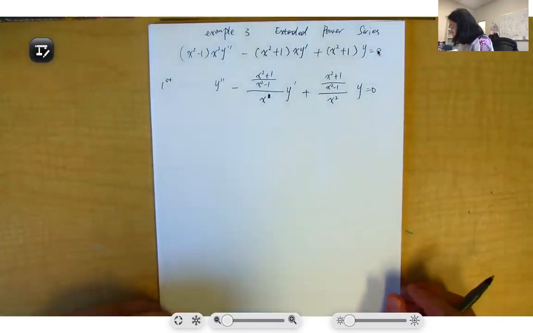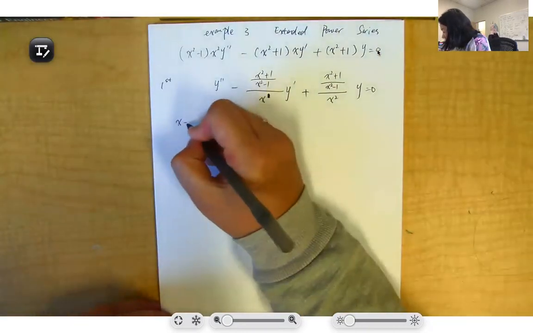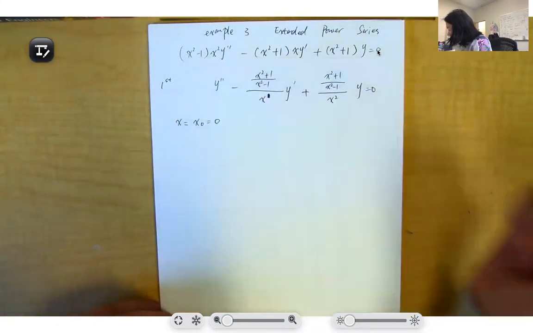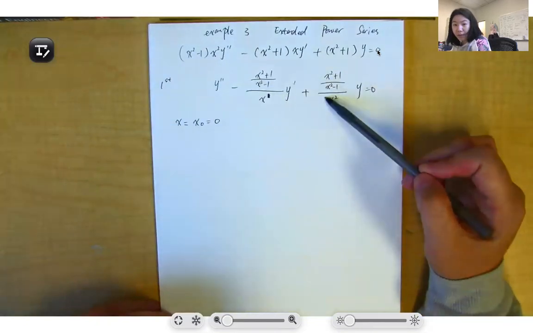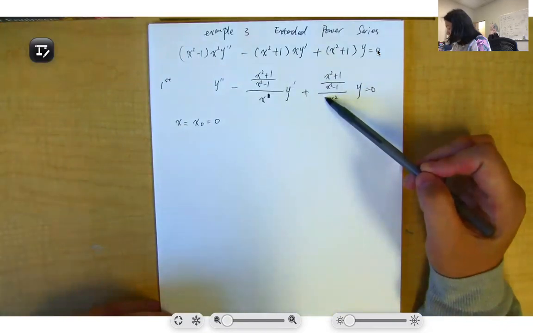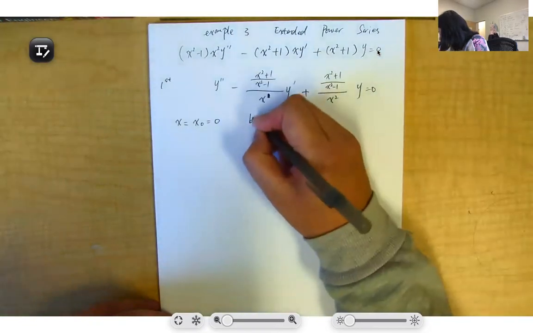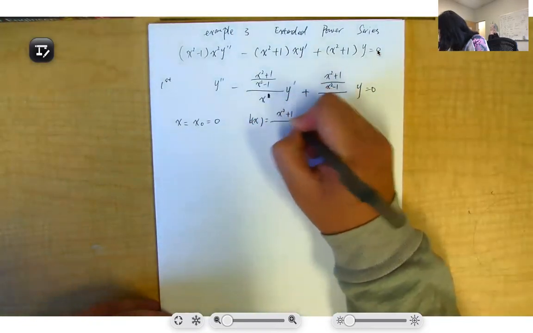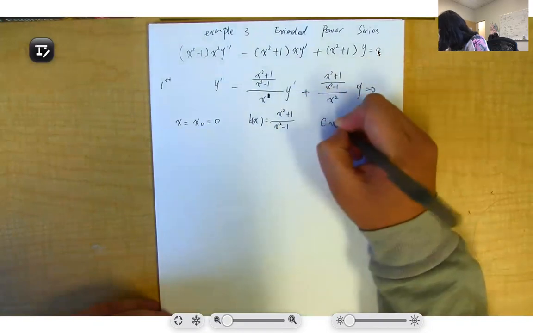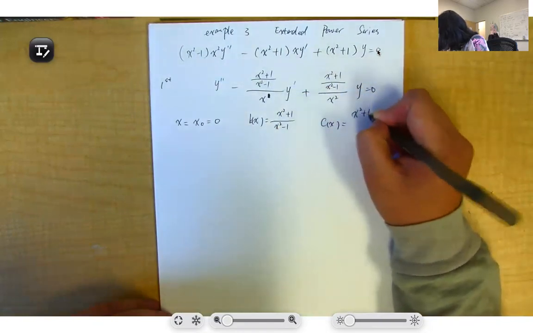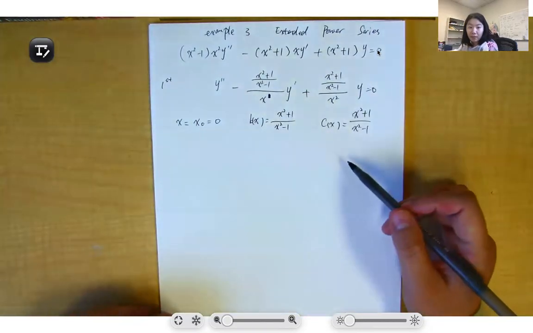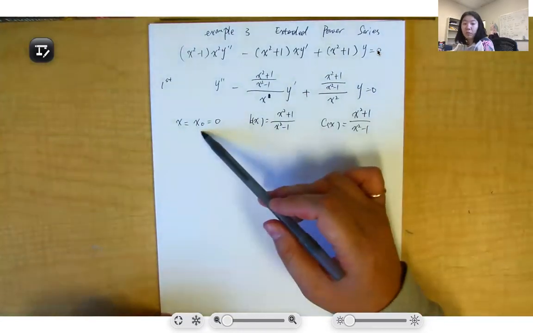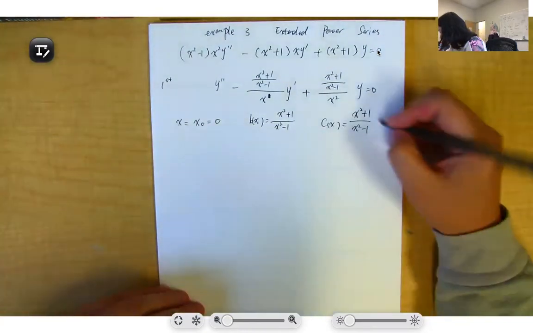When we have x zero equals zero, we can see whether this b(x) term and c(x) term are analytic or not. So b(x) equals (x squared plus one) divided by (x squared minus one), and c(x) is equal to (x squared plus one) divided by (x squared minus one) as well. So b(x) and c(x) are the same, and when x not equals zero, they are analytic.